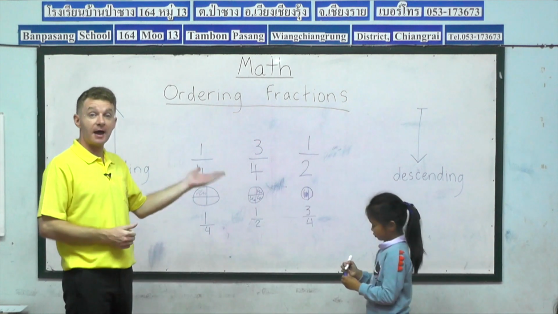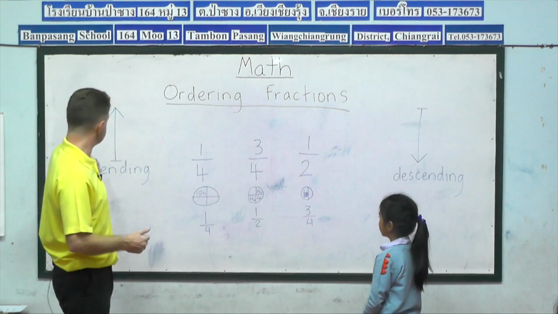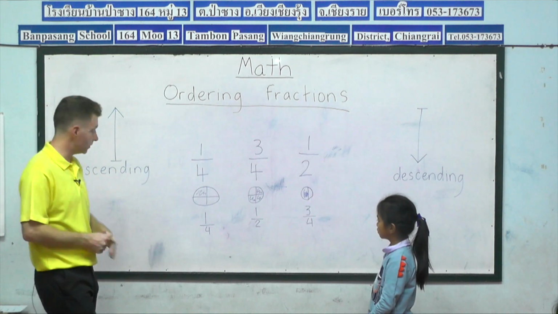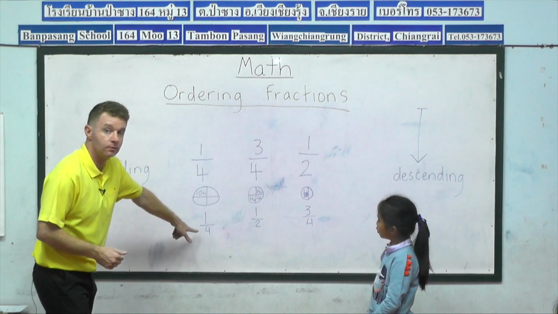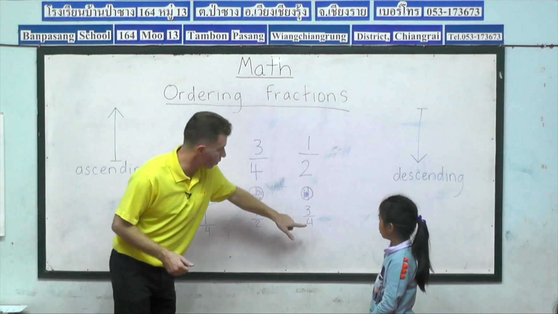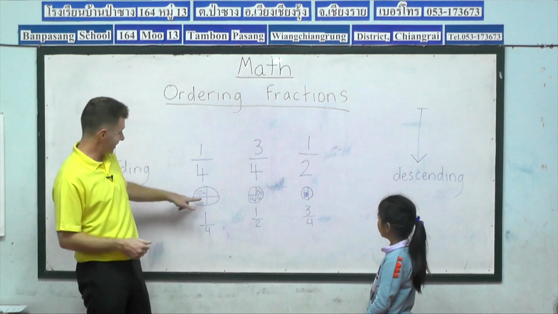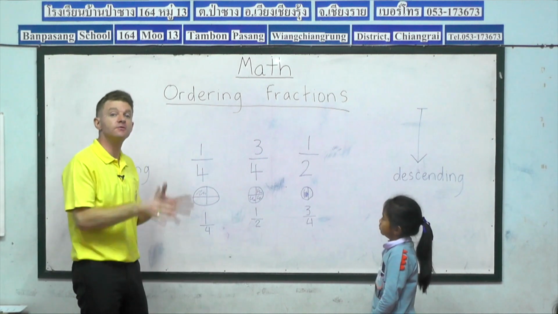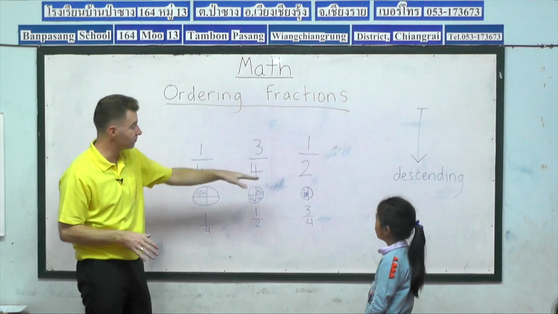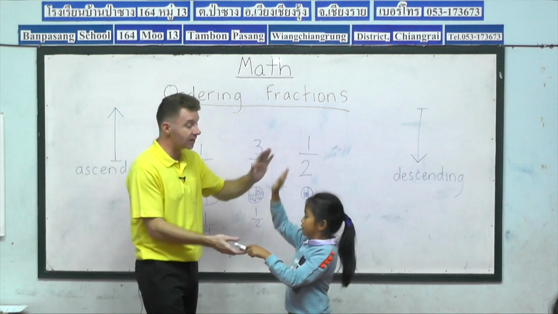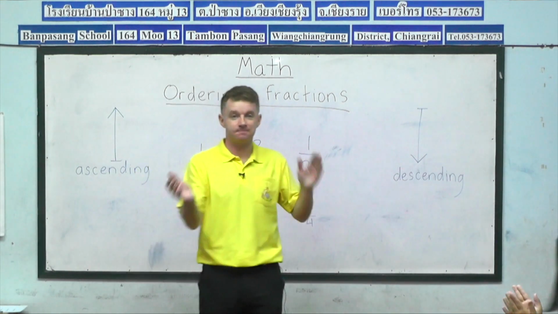So you see, Prau has correctly demonstrated how to order the fractions into ascending order. 1/4, 1/2, 3/4. And you see how much easier it is if we design our circles and colour them. Then we can tell visually. Prau, that was excellent. High five and a big round of applause for Prau, please, guys.